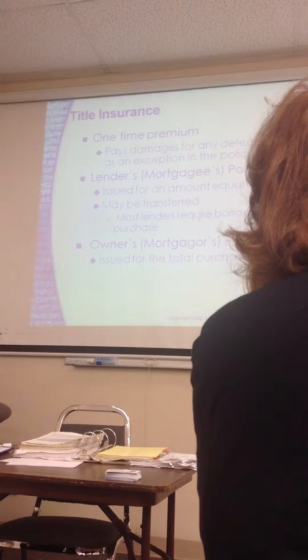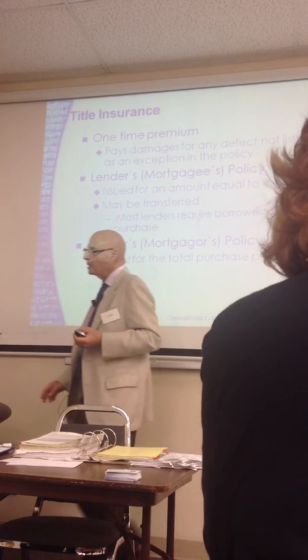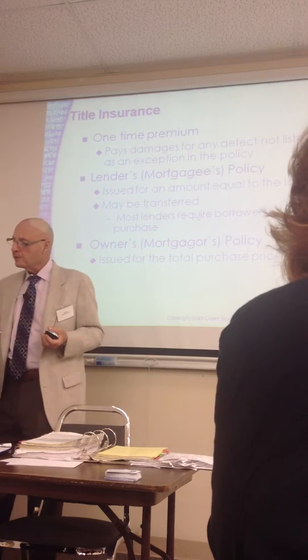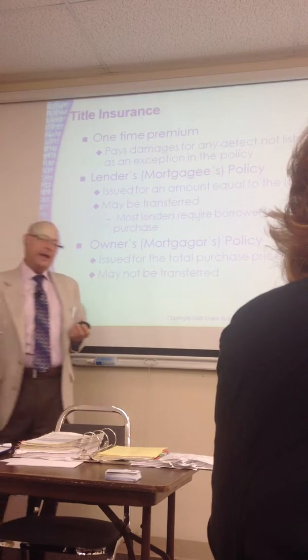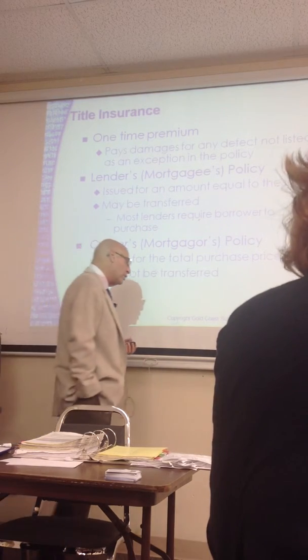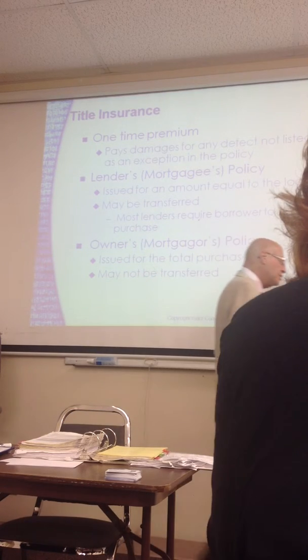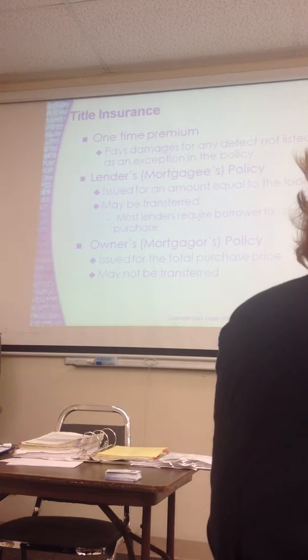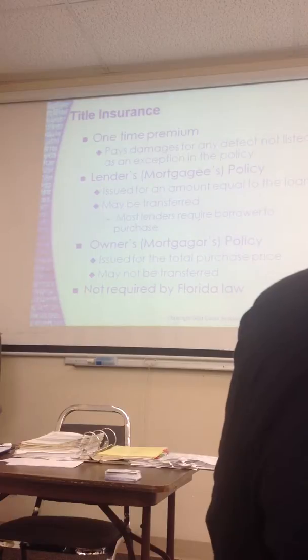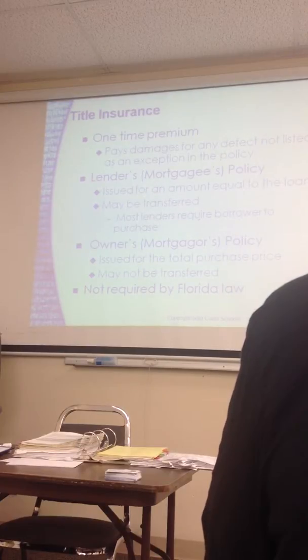Keep that straight. By the way, borrower and lender are no longer used. Now you're going to hear mortgagor and mortgagee, know the difference between the two. Again, the mortgagor, borrower, may not transfer the title of insurance to other parties. Mortgagee can. So here's a matrix for you.